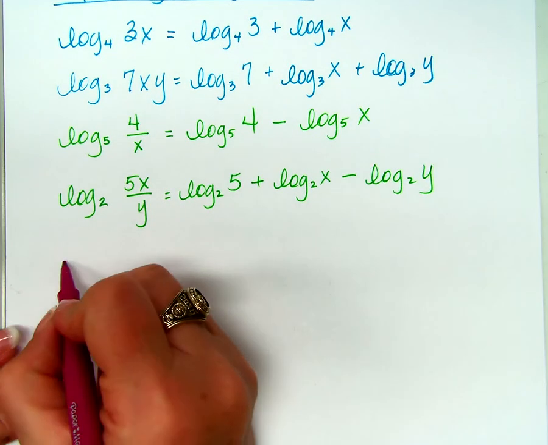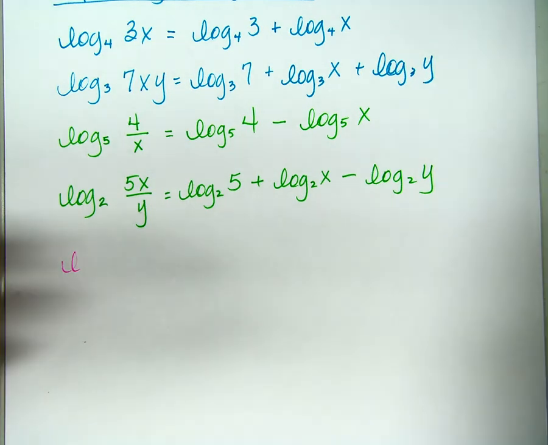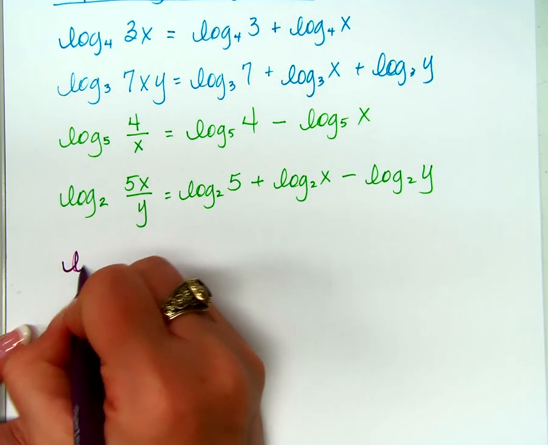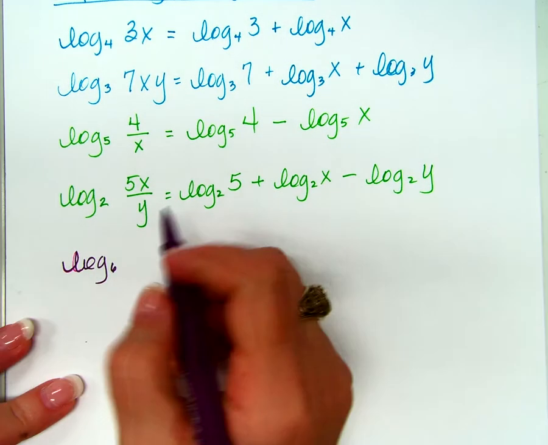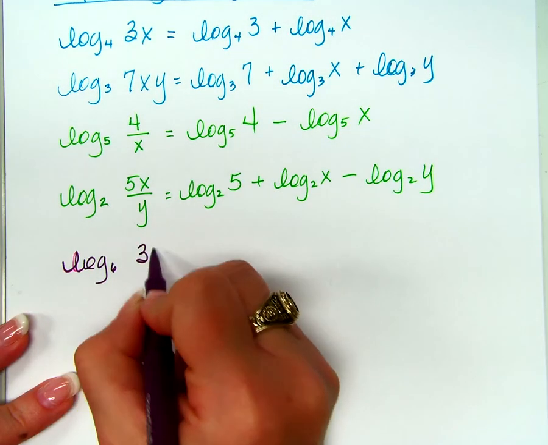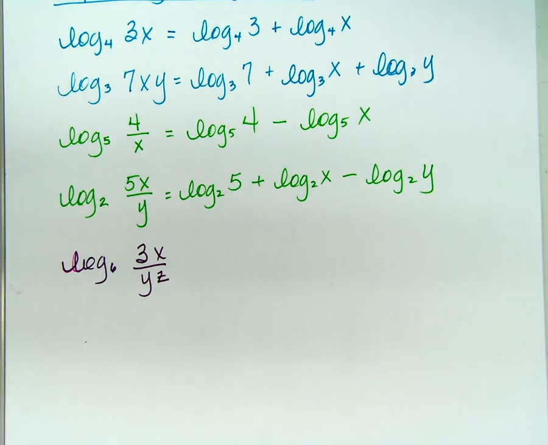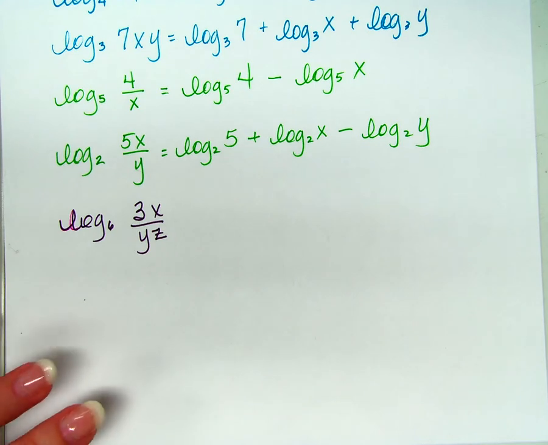So what about this one? Why do I keep trying to use that marker when it doesn't work anymore? Log base 6 of 3x over yz. What do you think?